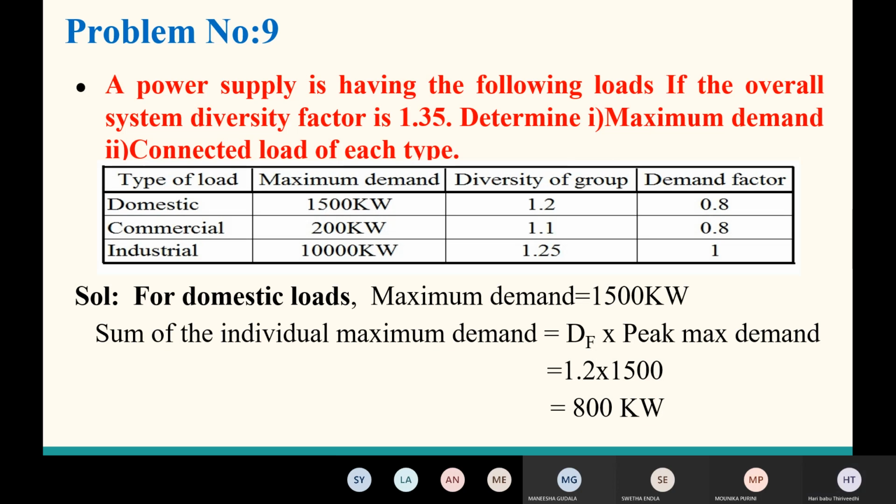This problem was asked in a JNTU examination. A power supply is having the following loads. If the overall system diversity factor is 1.35, determine first the maximum demand, and second the connected load of each type.